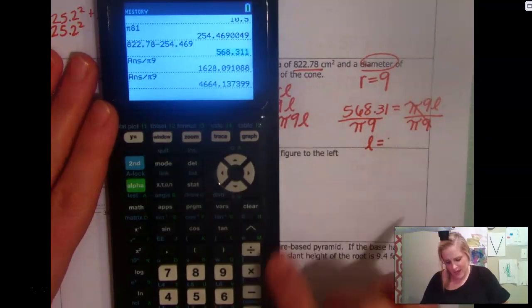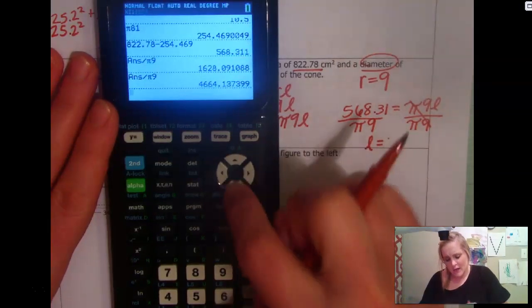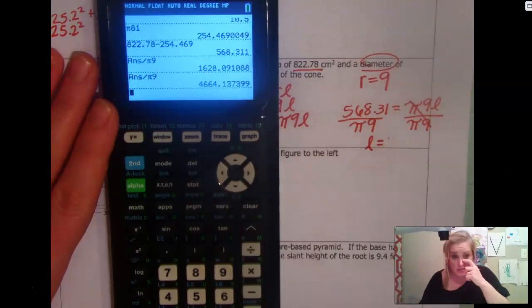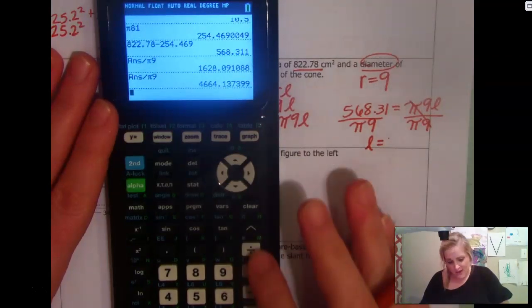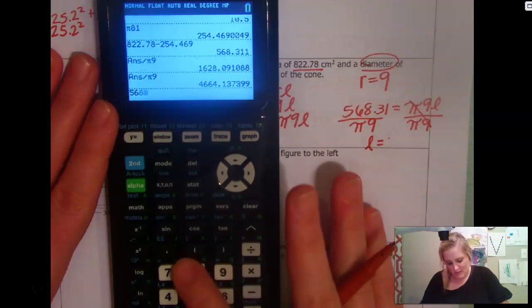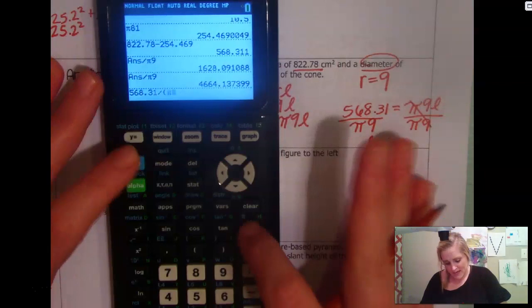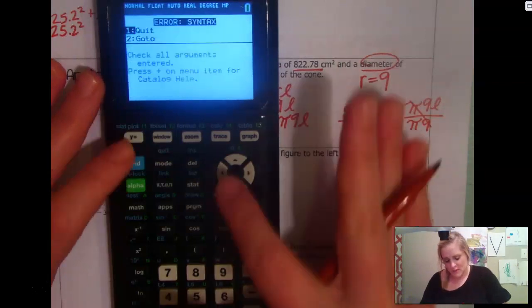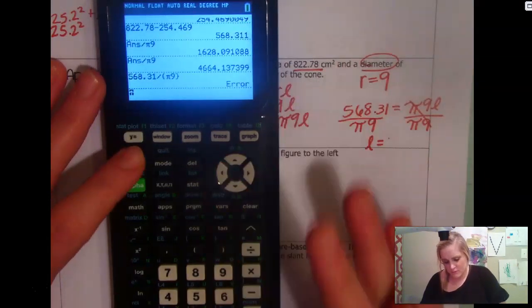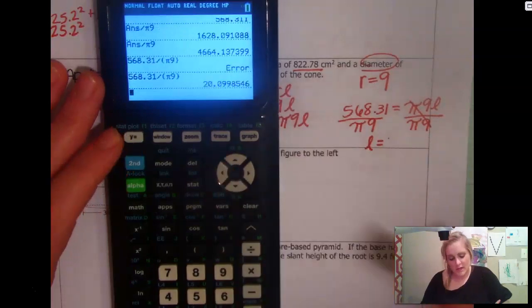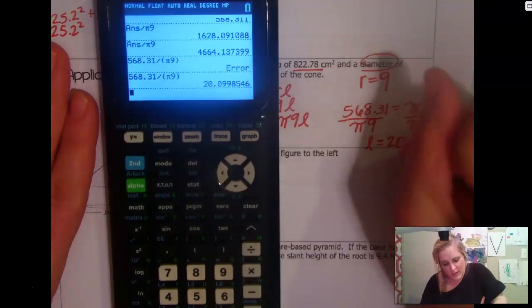568.31 divided by... I know what it is. My calculator's following the order of operations, so I have to do 568.31 divided by parentheses pi times 9. There it is. So 20.1.